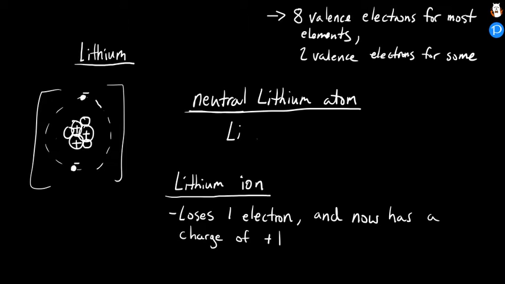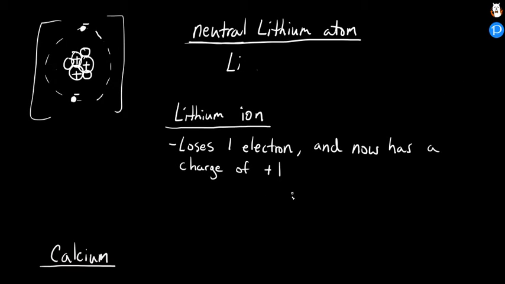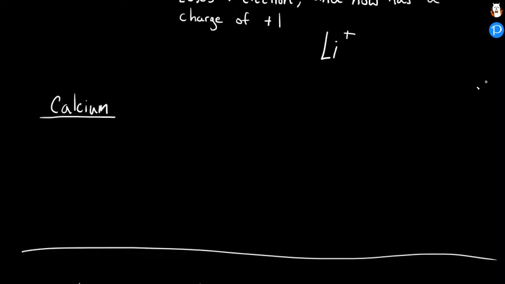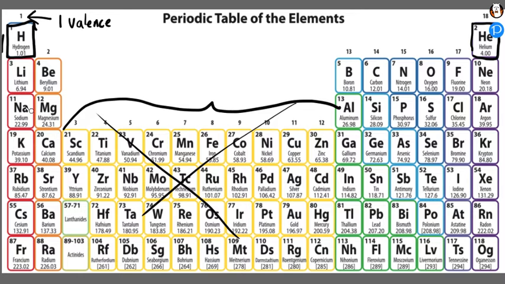And so the way we would write that is we would put the symbol lithium, and then we're going to put a plus up here in the upper right hand corner, Li plus. And when we see that, that means that we have a lithium ion with a charge of plus 1. Let's think about a different element, for example, calcium. Let's do the same thing with calcium. If I look, calcium is right here on the periodic table.